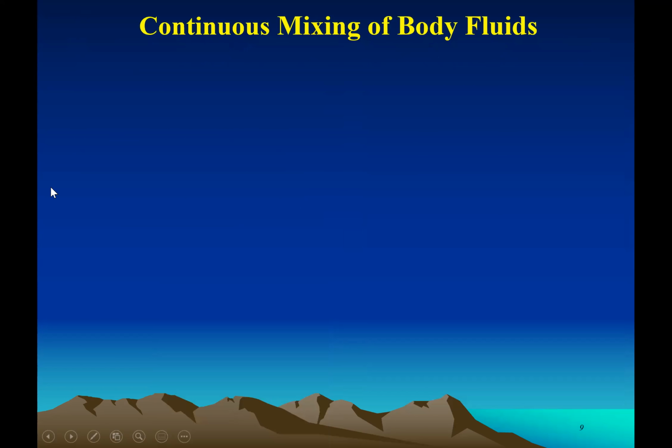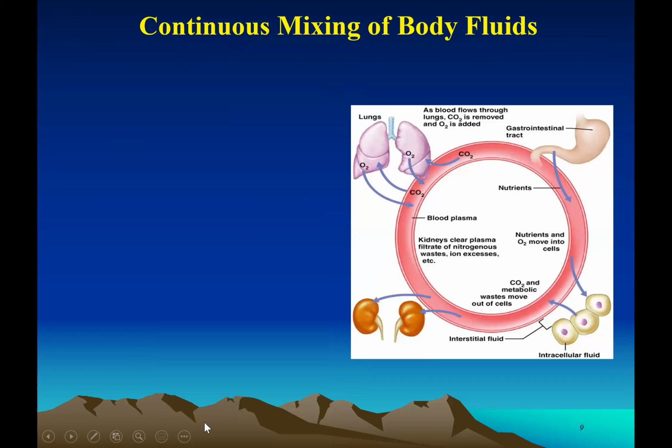So there is a continuous mixing of all the fluids in our body. Here's a nice picture that will show how everything in our body mixes very well. So here's the lungs. The blood is going to visit every organ in the body and every tissue in the body. When blood flows through the lungs, it is going to get rid of carbon dioxide and it picks up oxygen. And then it will flow over the digestive tract. And here it's going to pick up all the nutrients.